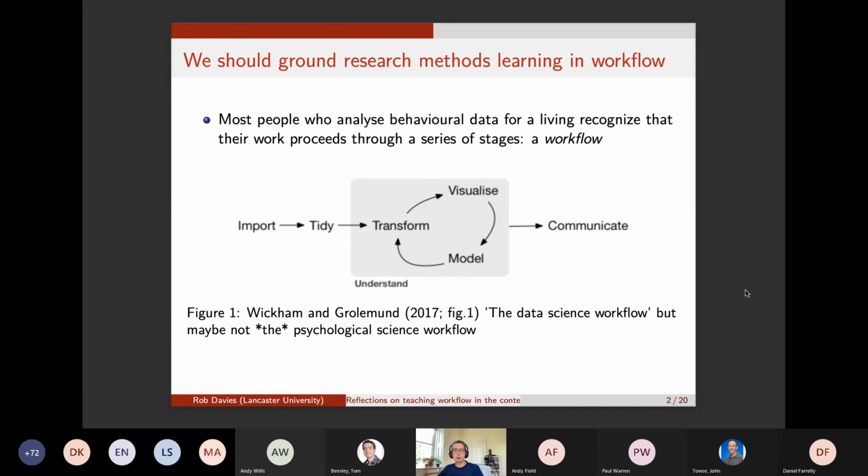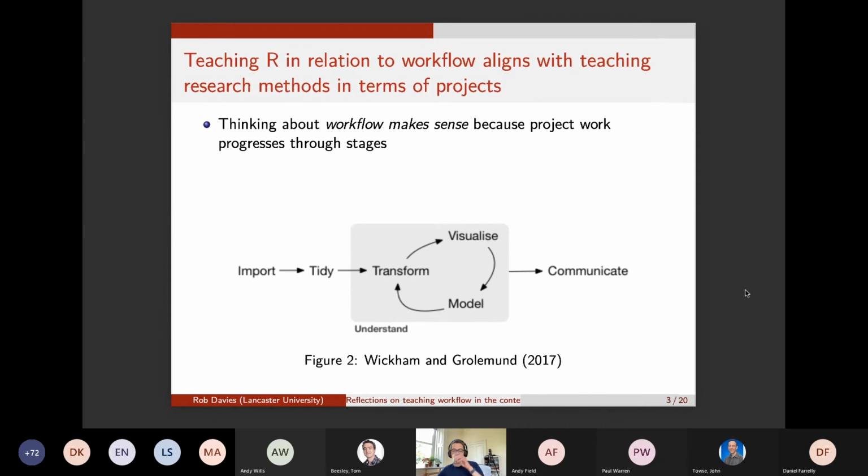Most people who analyze behavioral data for a living recognize that their work proceeds through a series of stages, or workflow. I think we should ground research methods learning in a workflow as a framing or narrative device, in the same way that we might ground methods teaching conceptually in terms of the linear model and generalizations of the linear model. Teaching R in relation to workflow aligns very well with teaching research methods in terms of projects.